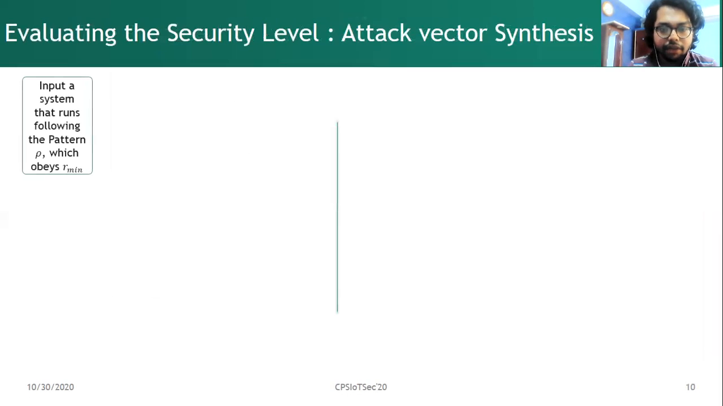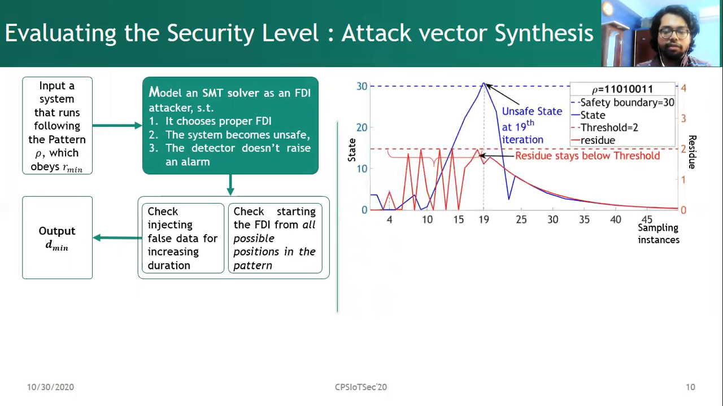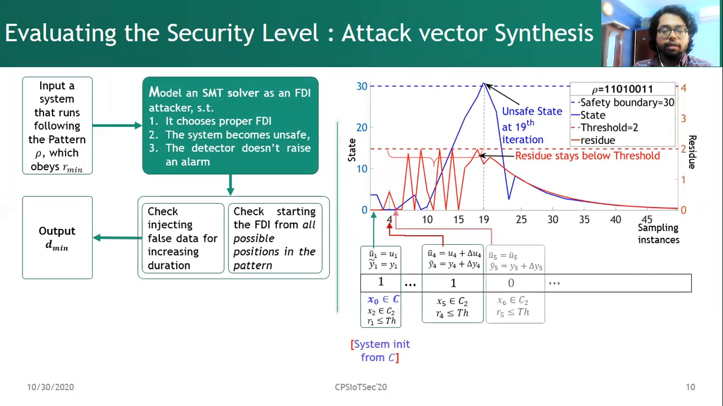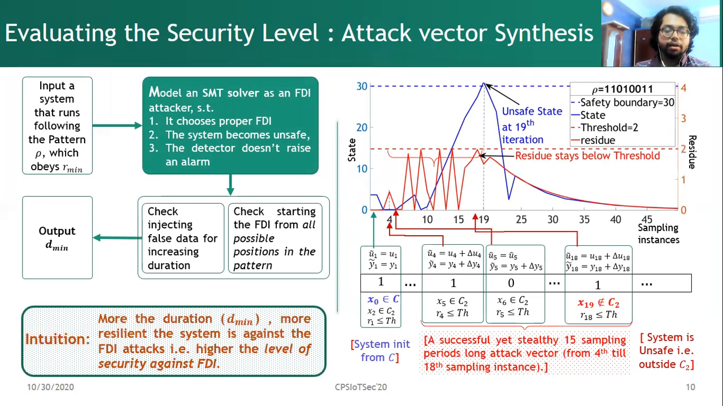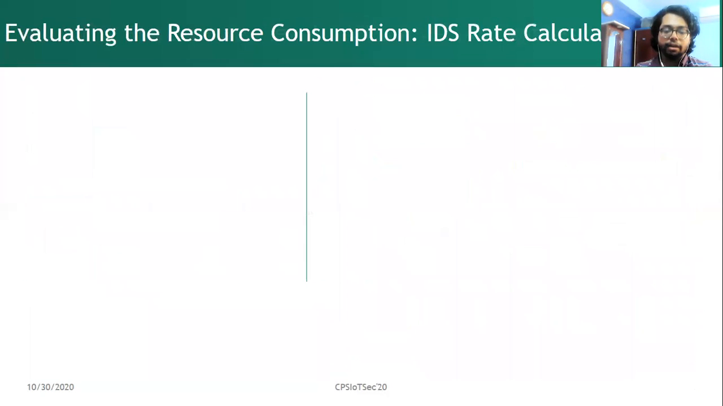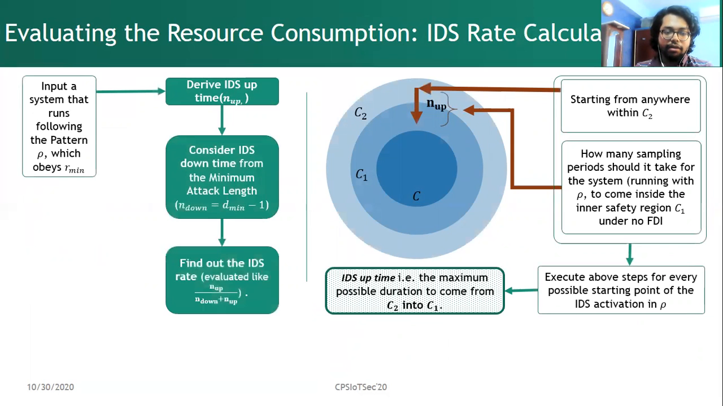To evaluate the security level of a CPS, we design an attack vector synthesis algorithm, which models an attacker using an SMT-based methodology and verifies the minimum length for which the attacker has to attack the system so that the system state becomes unsafe and the attacker still remains stealthy. We do this by increasing the number of iterations of the attack and trying from all the possible positions of the pattern. Now the intuition is, the more the duration, the more resilient the system is towards such an FDI attack. Obviously, we can calculate the IDS downtime because it should be strictly less than dmin. So we can calculate that using this.